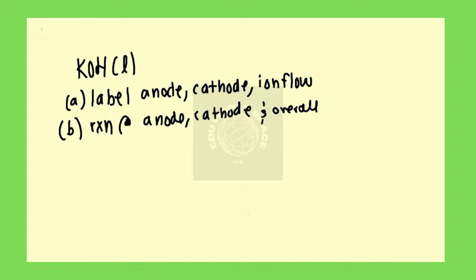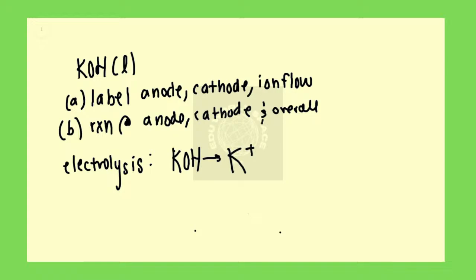Today we are going to be looking at the electrolysis of potassium hydroxide, and in part A we will be labeling the anode, cathode, and ion flow, and in part B we will be labeling the reaction at the anode, cathode, and overall. Let's start by understanding what electrolysis is. This is the process of electrically splitting an electrolyte. Currently our electrolyte is potassium hydroxide, which is going to break down to give us potassium and the hydroxide ion.